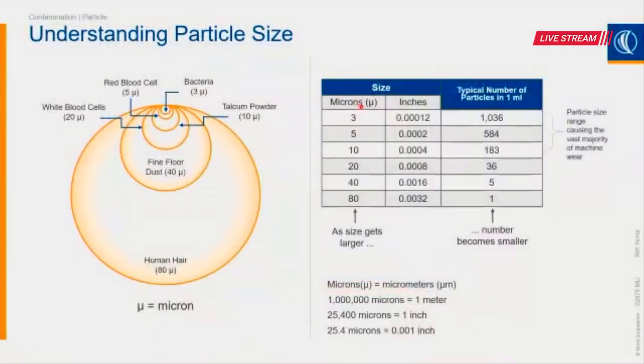Like we see in our table here, the smaller the particle size, the more of them we have in the fluid. They build up over time, they're made, and these are the ones that are the most damaging. It's the stuff that's around 10 microns and smaller, stuff they'll call silt-sized particles, that cause the majority of machine damage. So these are the ones that we want to pay attention to.